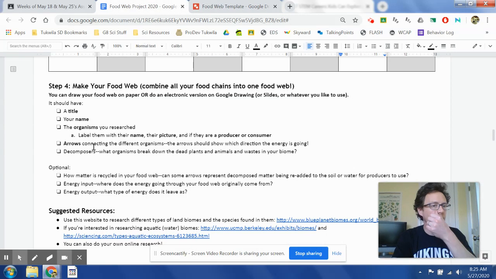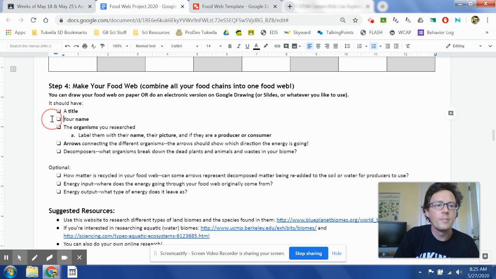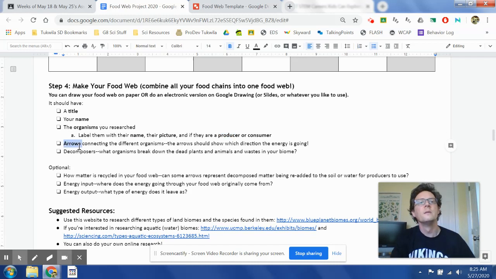Some requirements that your food web needs to meet are having a title, making sure your name is on it, and for every organism that you've researched, what is its name? Make sure that's labeled. Make sure you include a picture, and make sure you include whether it is a producer or a consumer or a decomposer. You need to include arrows between every species, and those arrows should be connecting the different organisms to each other, and they should show which direction the energy is going.